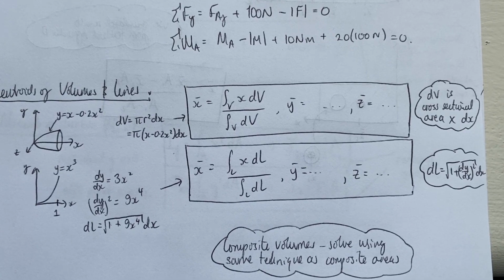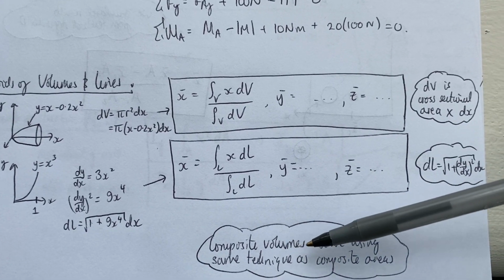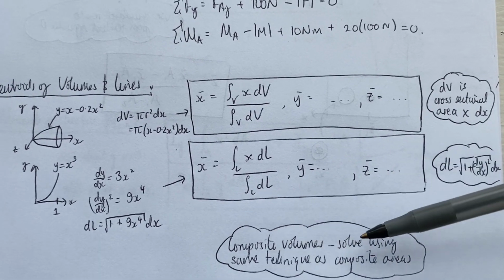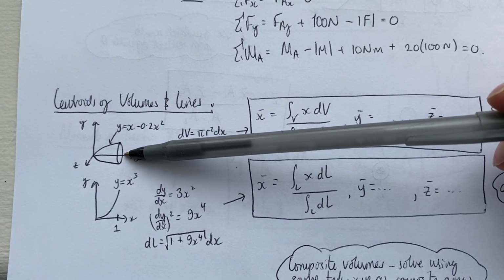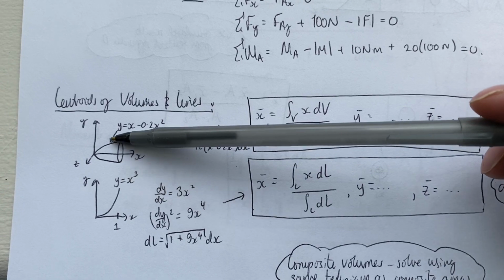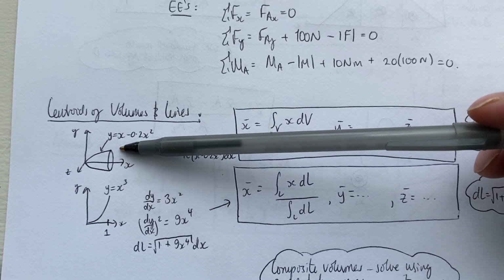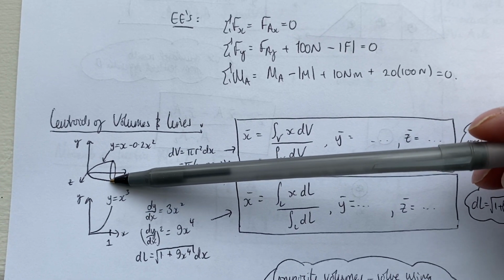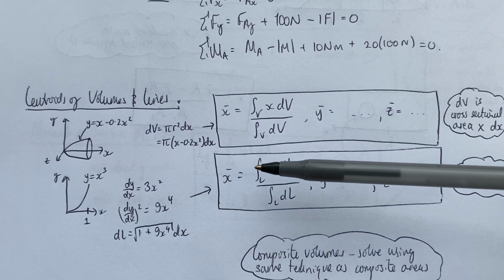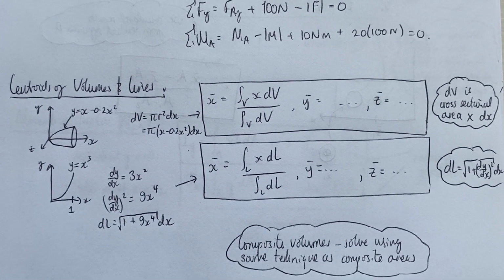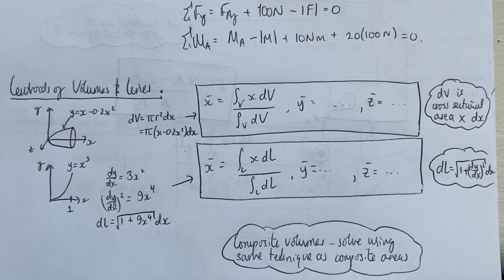And then we looked at doing some composite volumes. Again, this is the same technique as looking at composite areas. You just take the centroids of typical shapes that we know, whether it's cylinders or cones or whatever, and then use that sort of averaging formula that we showed for areas.